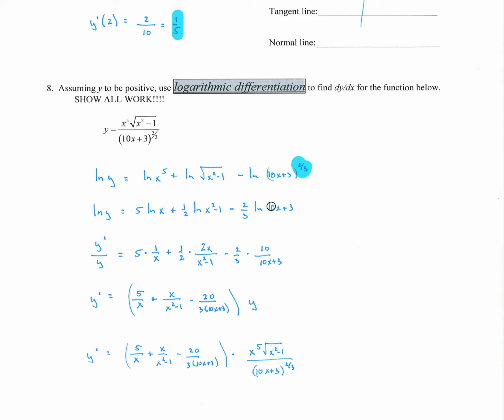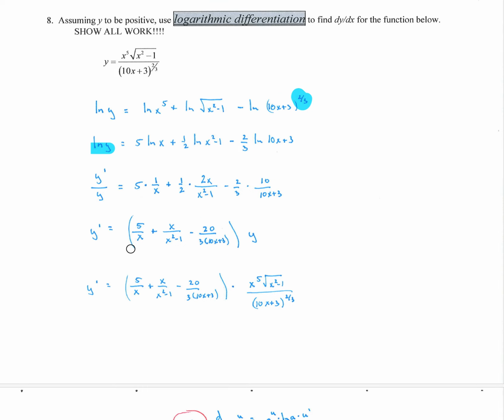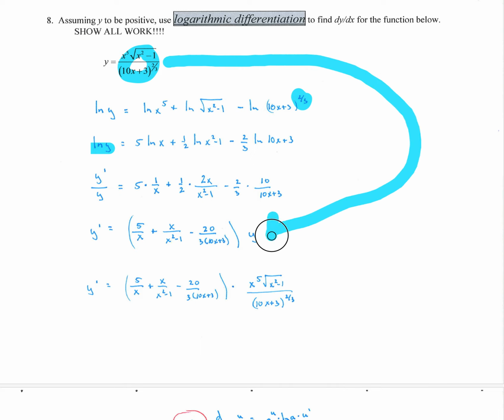Remember, the derivative of the natural log of u is 1 over u times u prime, so the derivative of the natural log of y is 1 over y times y prime, which is the same thing as saying y prime over y. And then I multiply by y, and since I know what y is, I can take that value and plug it back in for y and get this big thing. Again, this is what you would have to do tomorrow on the test.